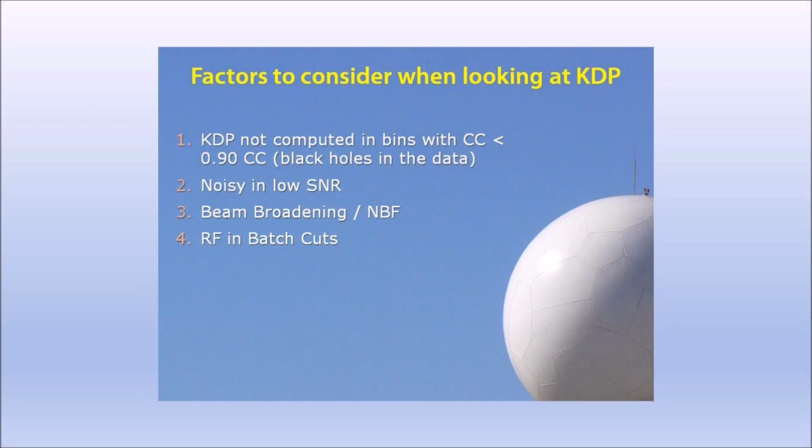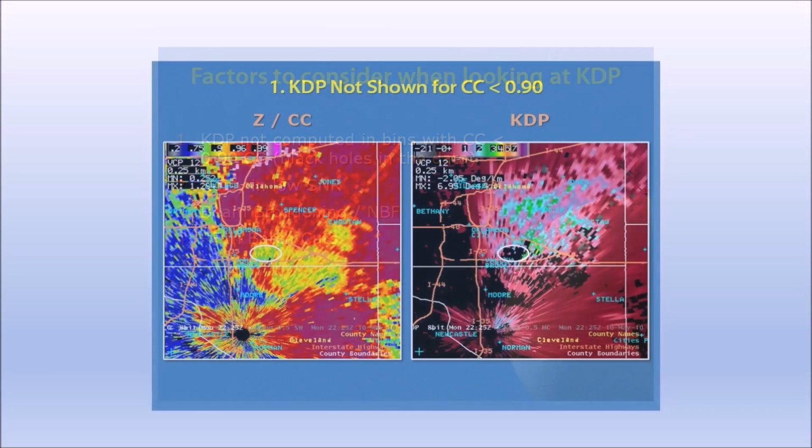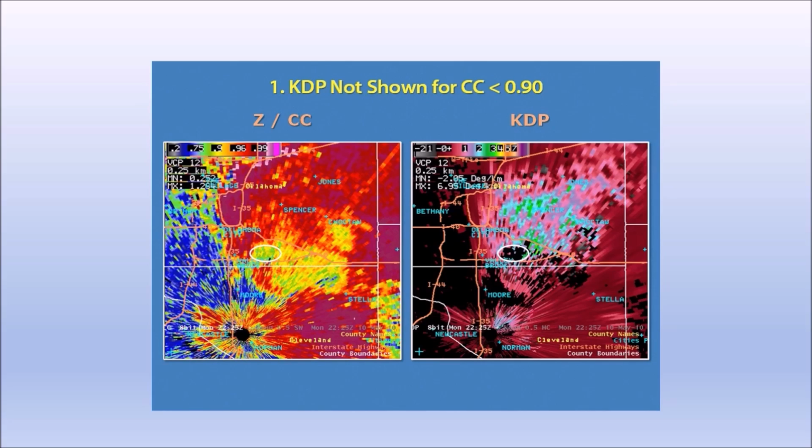Factors to consider when looking at KDP. Here is a non-exhaustive list of the limitations for KDP. KDP not shown for CC less than 0.90. When the CC is below 0.9, KDP becomes too noisy and is not computed at the RPG. Therefore, in bins with CC less than 0.9, KDP will not be plotted, so it will appear as black holes in the data.